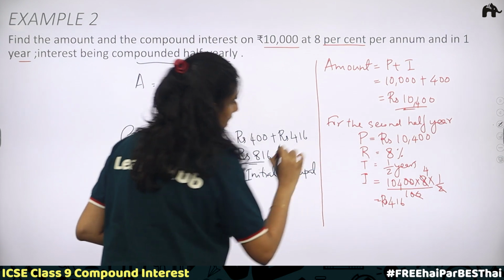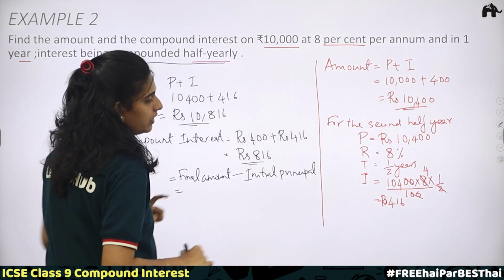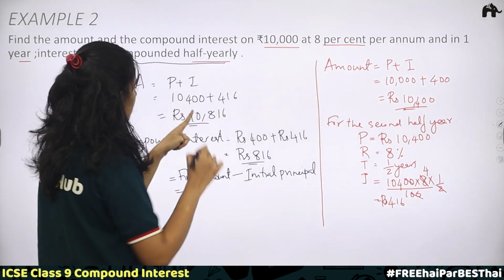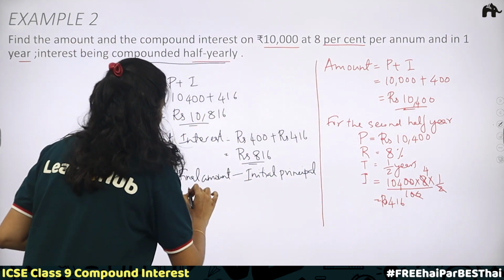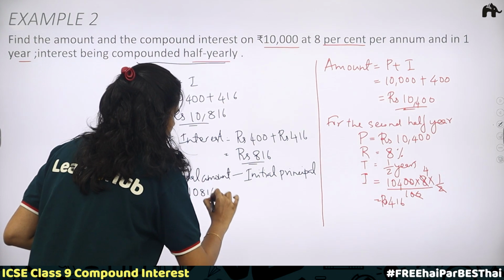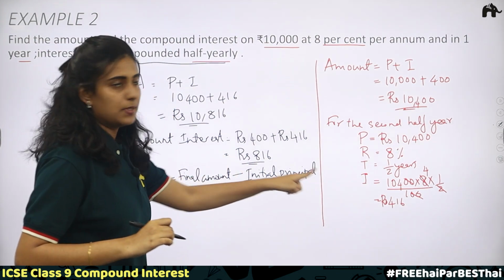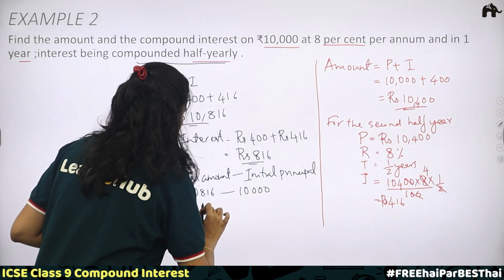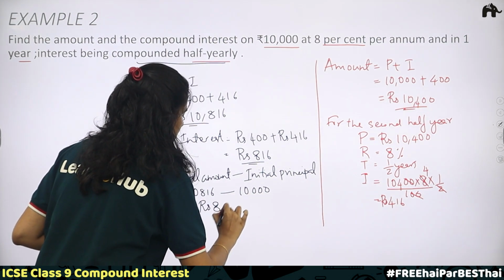Okay, here what is the final amount? We didn't find the final amount. To get the final amount, we have 10,816. 10,816 minus initial principal. Initial principal is given in the question, that is 10,000. When you subtract, again you will be getting rupees 816.